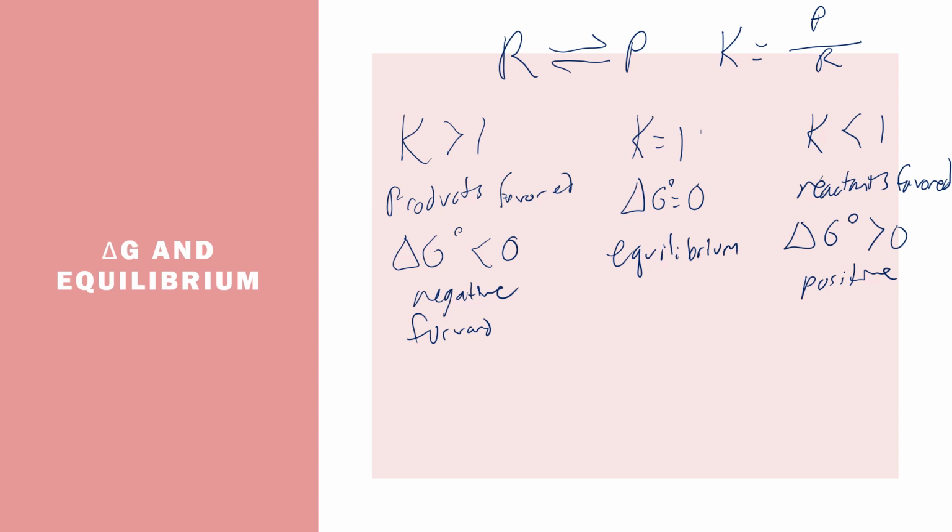But when you're at equilibrium, your reactants and products are equally favored. The rates of the forward and reverse reactions are equal. And in this situation, there's no net change in free energy, so your delta G is 0. So there's an equation that we use to convert between delta G and K, and it's delta G equals negative RT ln K. So if you know the equilibrium constant, you would plug that in, take the natural log, and multiply by the temperature in Kelvin and by R.